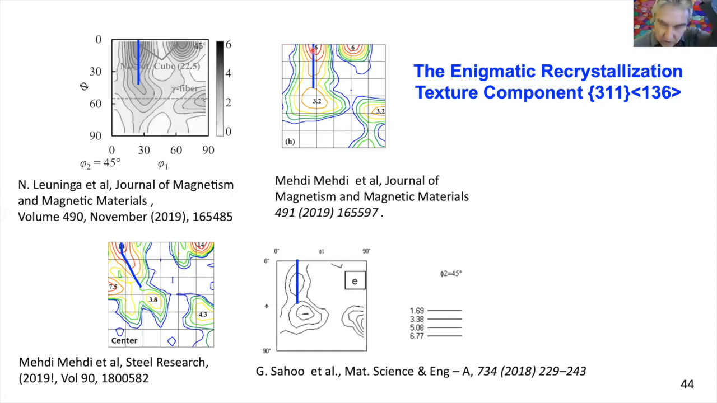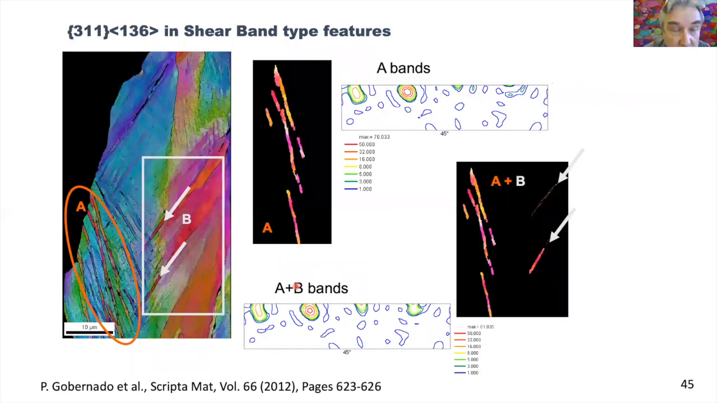On a phi 245 degrees, it is a fiber which is a little bit shifted with regard to the alpha fiber. And in fact, it's most often the component here, the 311136 component. You can find this all over the literature, so it's not a rare component. As always, if we're looking for an unknown texture component, we try to find its origin in the deformed structure.